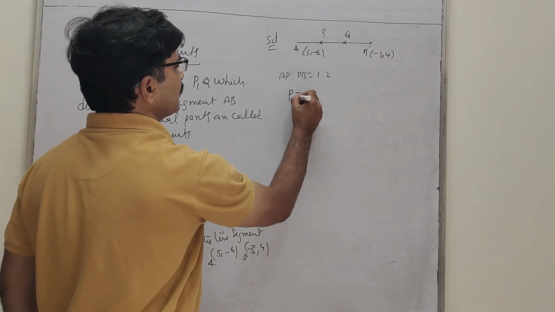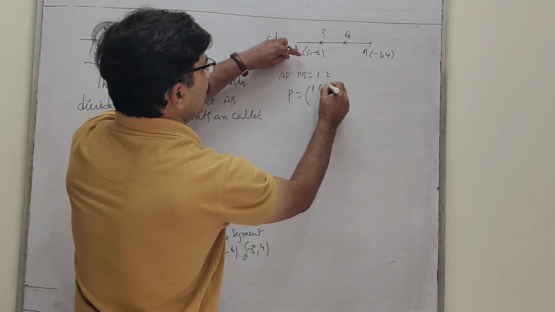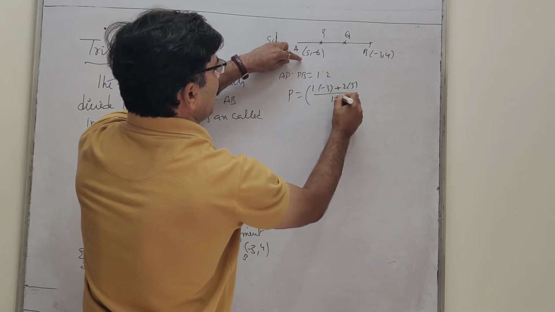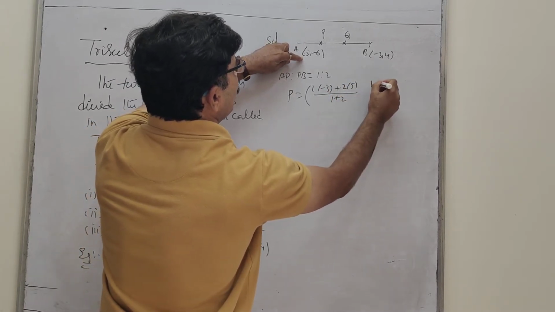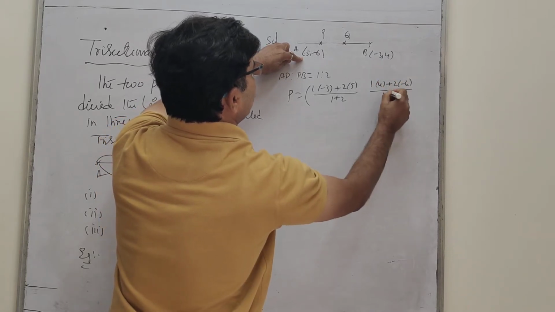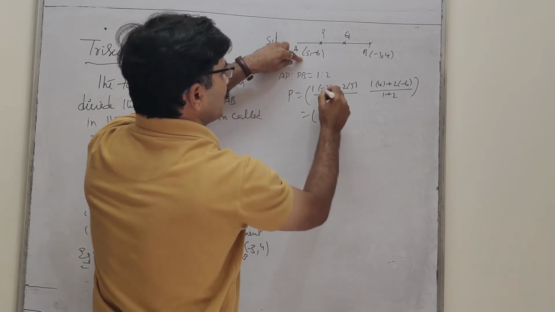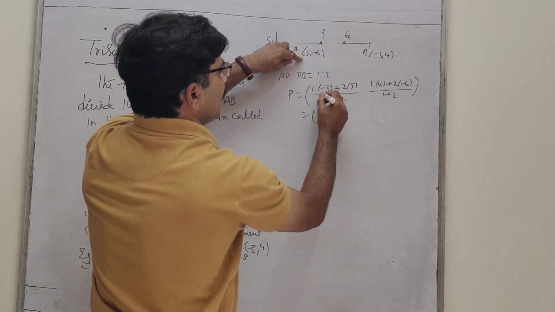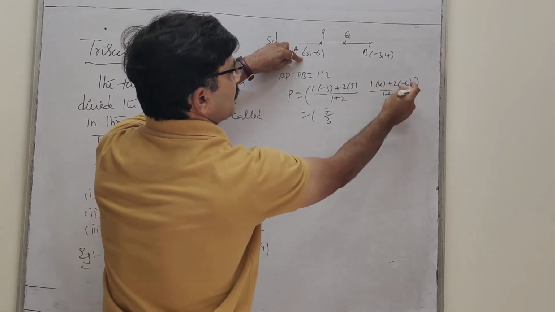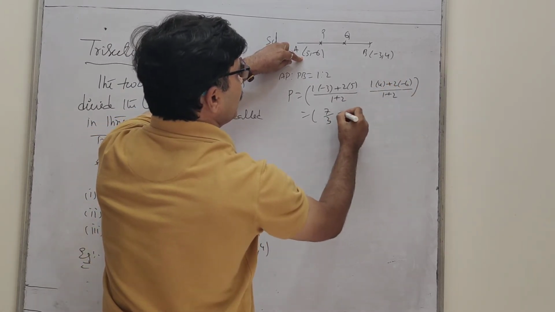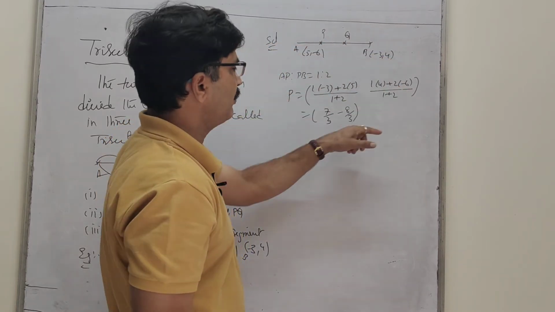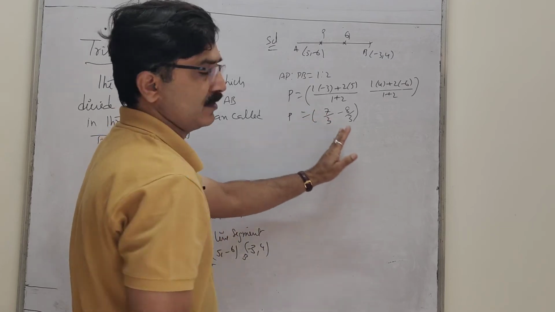So since it is internal, directly I am writing: 1 into minus 3 plus 2 into 5, divided by 1 plus 2; and 1 into 4 plus 2 into minus 6, divided by 1 plus 2. What happened here? Minus 3 plus 10 is 7, so 7 by 3. And 4 minus 12 is minus 8, so minus 8 by 3. So one point P is (7/3, minus 8/3).